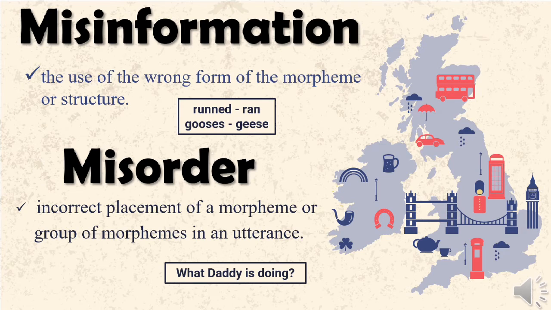The last type of grammatical errors is misorder. Misorder is the incorrect placement of a morpheme or group of morphemes in an utterance. For example, "What daddy is doing." This is an incorrect utterance. A correct utterance is "What is daddy doing." The next example will be "I don't know what is that." Feel familiar, right? Yeah, we always say this sentence in our daily life, but it is wrong. The correct utterance that we should use is "I don't know what that is."